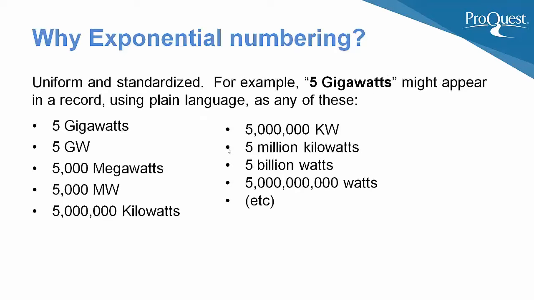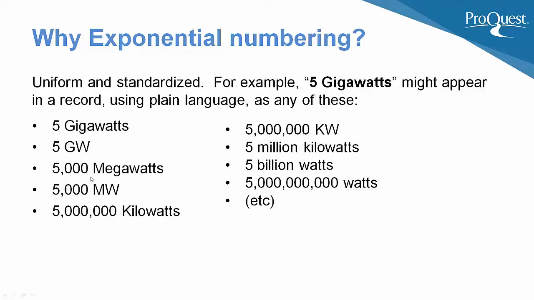Now you may wonder, why exponential numbering? Why are we using this? Well, one reason is that this numbering system is uniform and standardized. Because, for example, what if we were talking about 5 gigawatts? That's a billion watts. The article itself that we'd be searching for might use just that phrase. It might say 5 gigawatts in the record. But on the other hand, the article might format that as 5 GW.